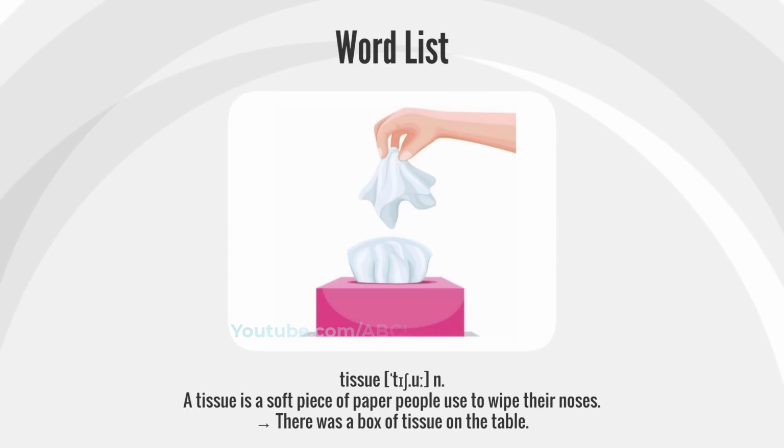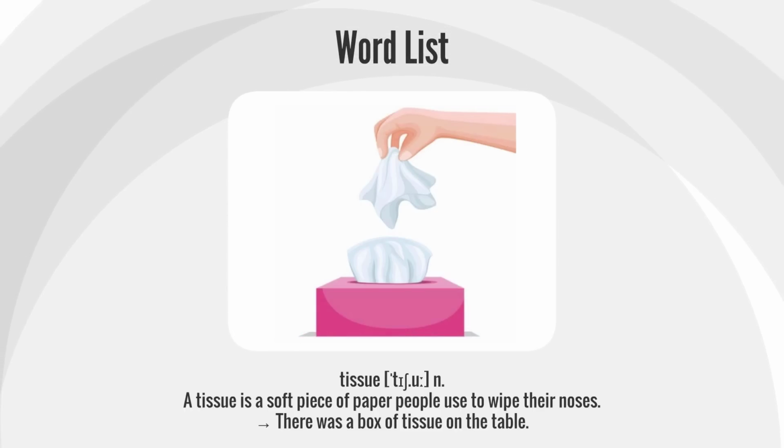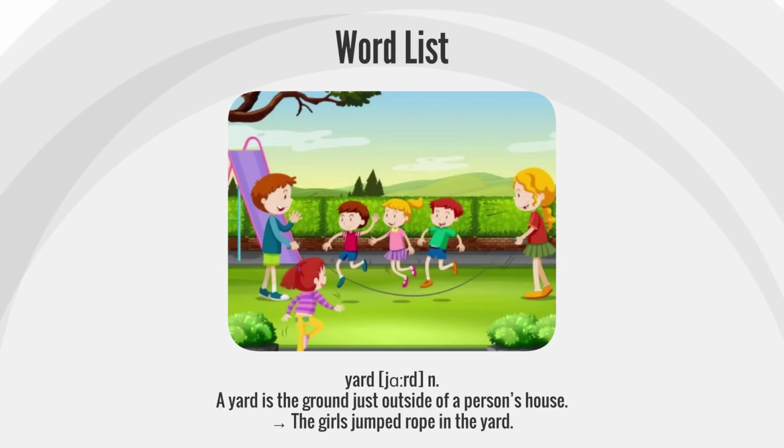Tissue. A tissue is a soft piece of paper people use to wipe their noses. There was a box of tissue on the table. Yard. A yard is the ground just outside of a person's house. The girls jumped rope in the yard.